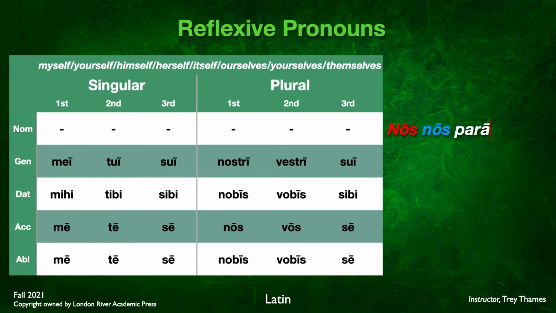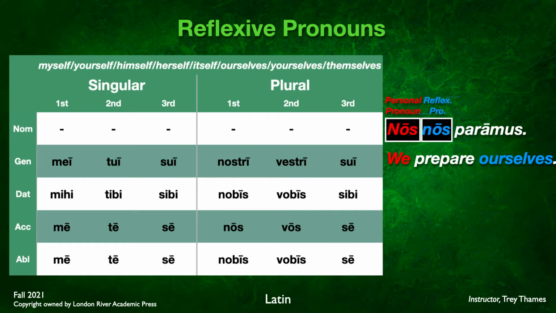How about nos paramus? We prepare ourselves. Here we have nos, which is the first person plural nominative form, personal pronoun, stands for we. And then we've got nos, which is the accusative first person plural. There it is, reflexive pronoun. It is bending back or reflecting on the subject, nos.